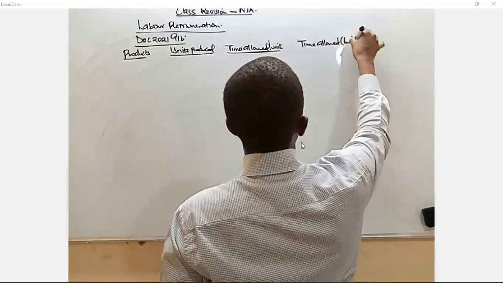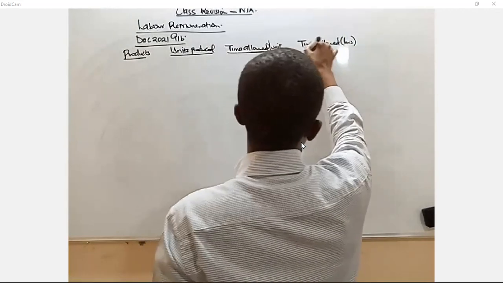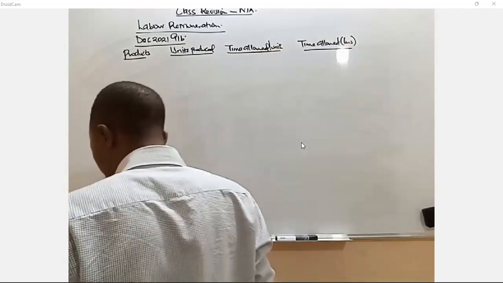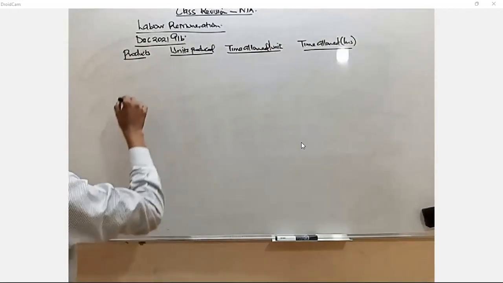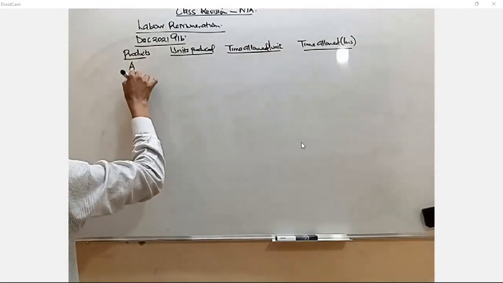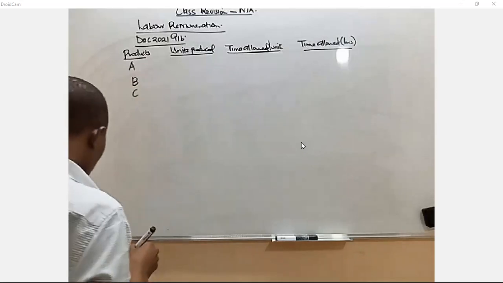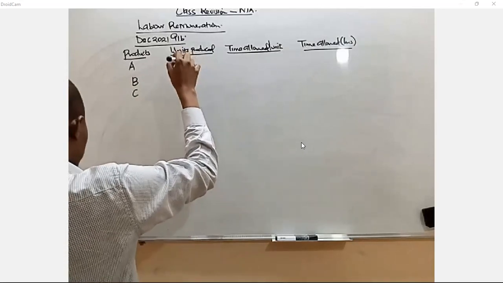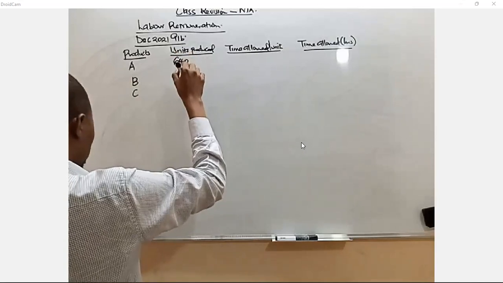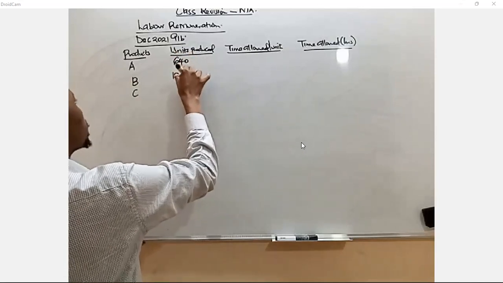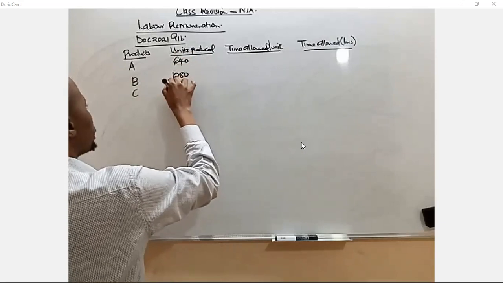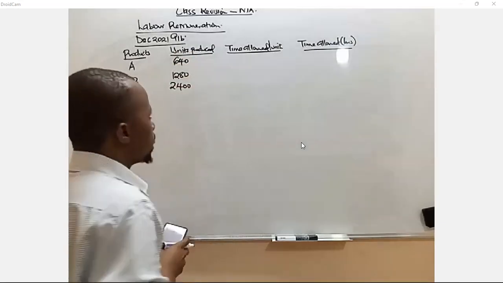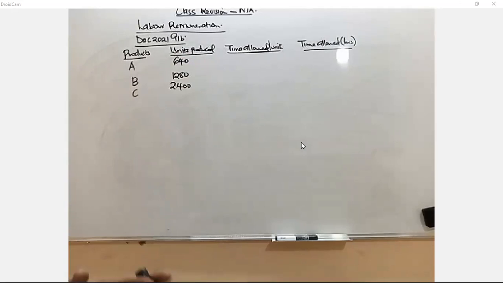In hours, the time allowed in hours also. We need to capture it there. So the number of units which we are producing, or our products will be A, B, and C. Then the units produced, we are going to be having 640, 1280, then 2400. Correct. Then the time allowed in this case, I can see it somewhere.